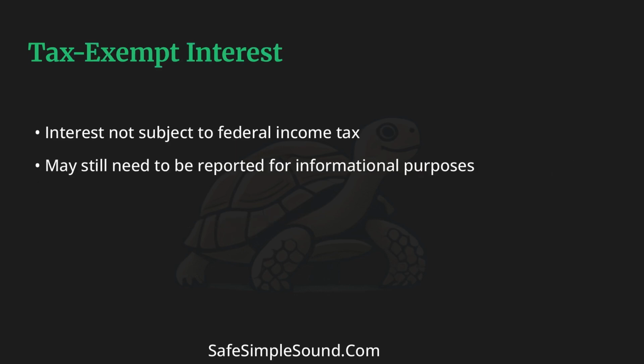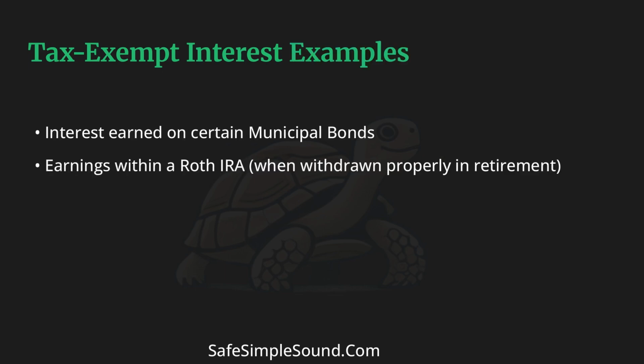Then we have tax-exempt interest. This is interest that is not subject to federal income tax. Doesn't mean you never report it. Sometimes you list it on your return for informational purposes, but it doesn't add to your federal taxable income. Some clear examples of tax-exempt interest include interest earned on certain municipal bonds. These are bonds issued by state or local governments, often to fund public projects like schools or roads. The federal government generally doesn't tax the interest from these bonds.